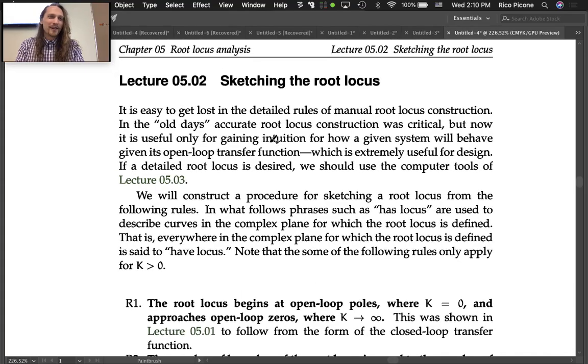I know that was all very pertinent information, but let's do section or lecture 5.2, sketching the root locus.